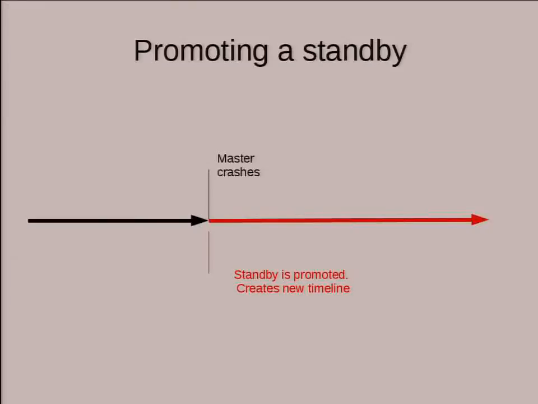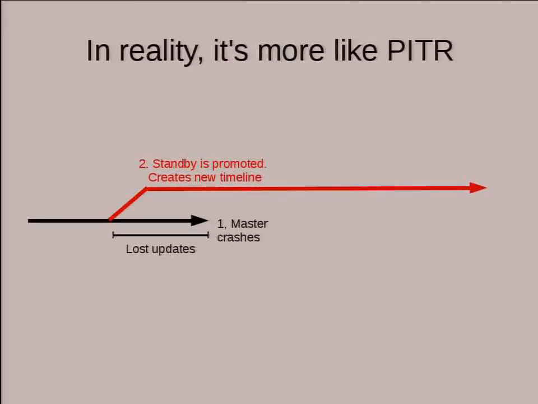Okay, so here's a slide on that. If you have a master server and the master crashes, you have a standby server and you promote that, it will create a new timeline. So you might think it looks something like this. But in reality, what happens is actually more like point-in-time recovery. Because in a typical scenario where you do failover, the master crashes and you have a hot standby system, but it might not be totally up to date.